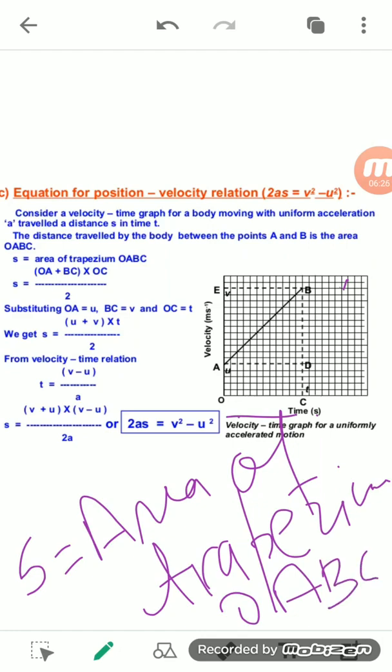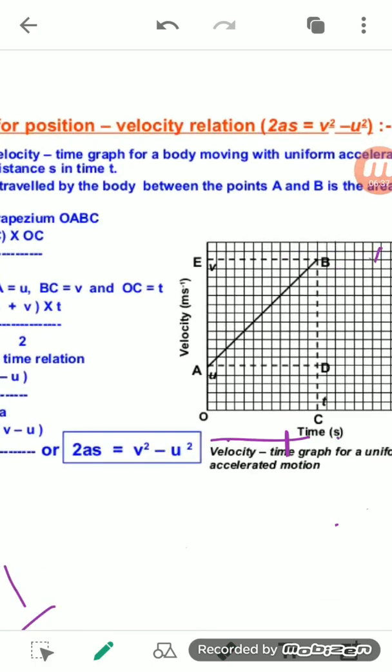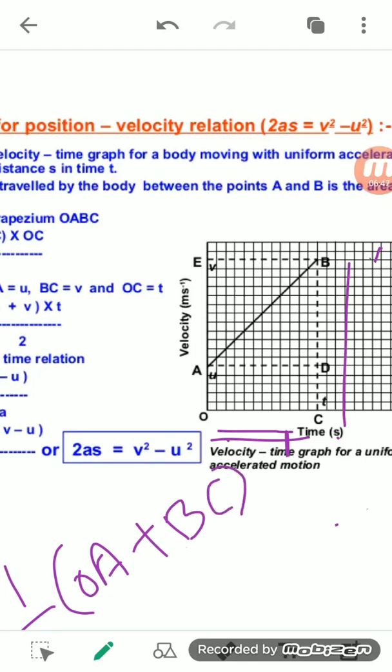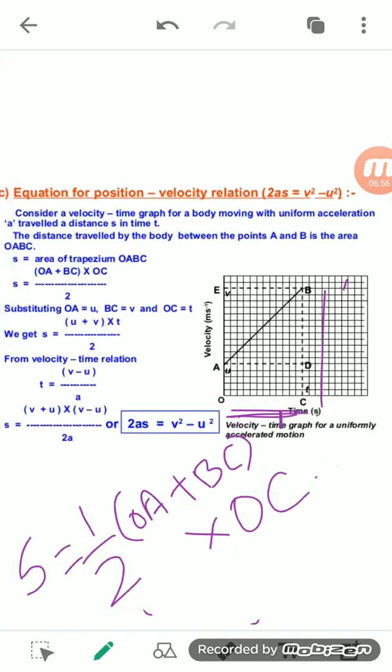Okay, so this is the area of trapezium. Now see here, right now we discuss the area of trapezium is equal to half into the sum of the parallel sides. So what are the two parallel sides? One is OA, and another one is BC, into the height. So what is the height here? This is the height, so into OC. Okay, so this is the area of trapezium.